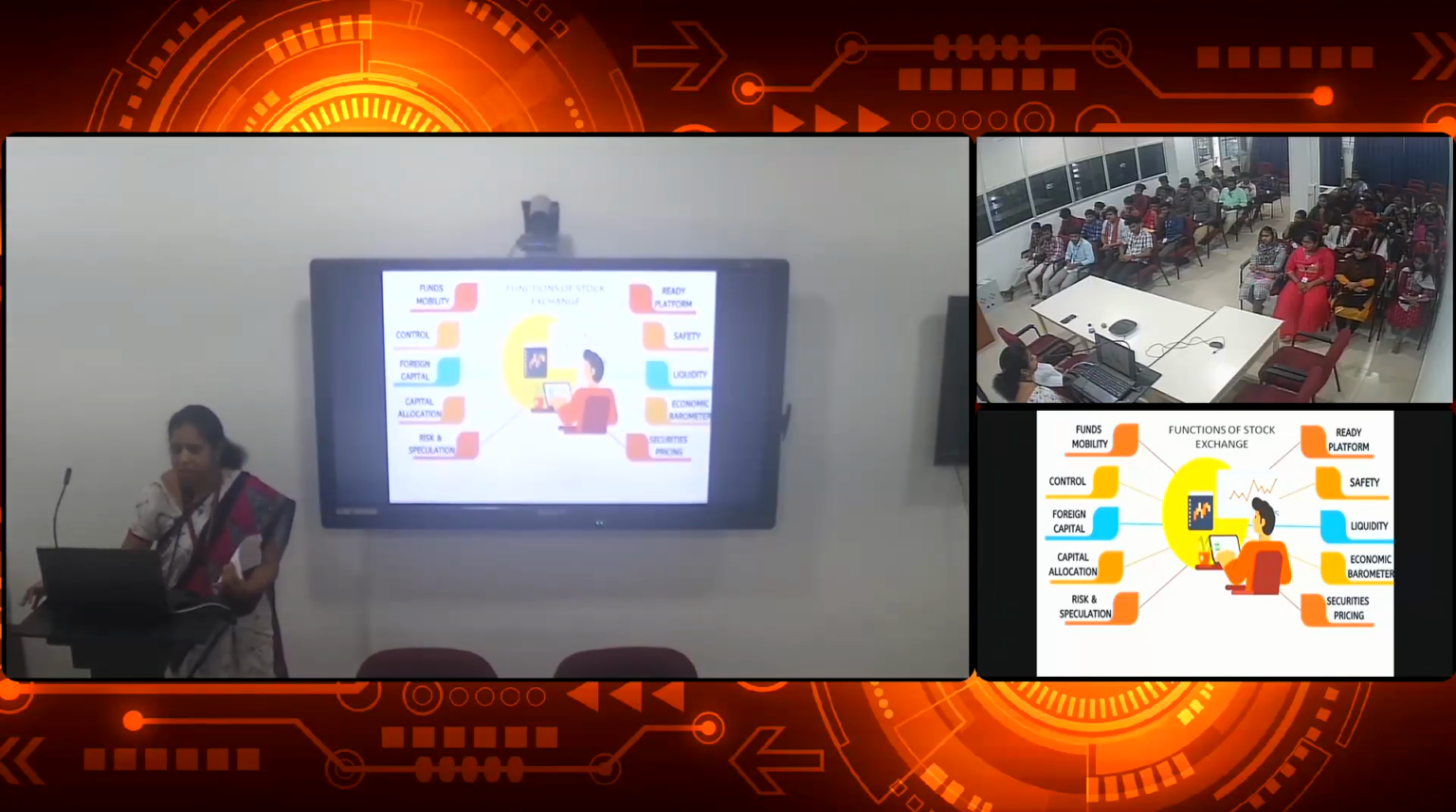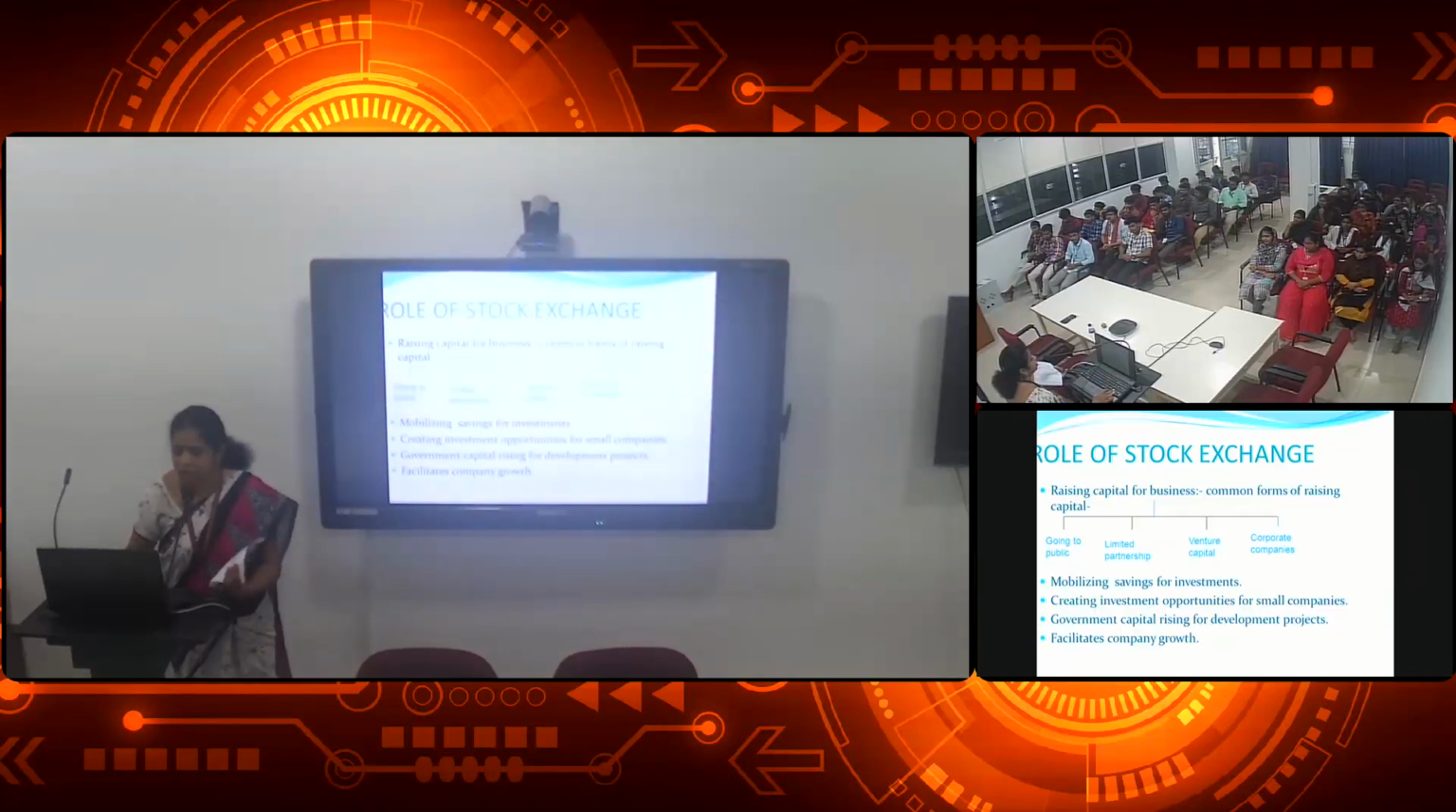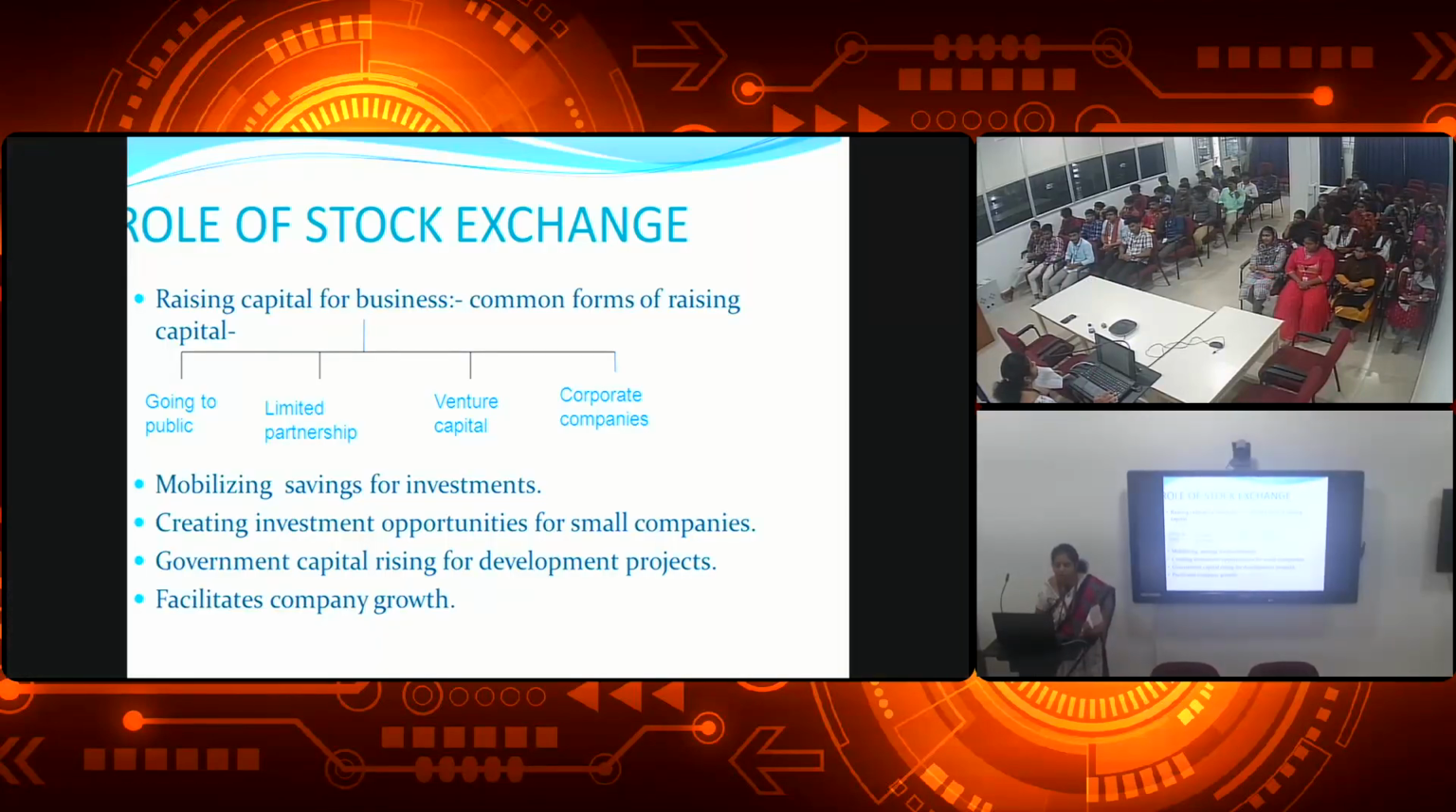Then security pricing, capital allocation, foreign capital. Many foreigners are investing in Indian companies, just like we are investing in other countries. That is foreign capital control. See, these are the functions of the stock exchange. That is the role of the stock exchange.